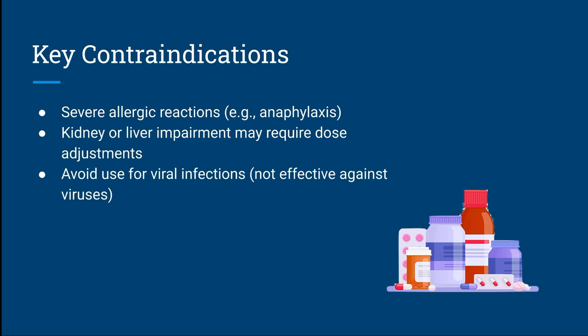Now, some contraindications for antibiotics depend on the specific medication, but one of the most important concerns is a history of severe allergic reactions, such as anaphylaxis. Now, some antibiotics may also require caution or dose adjustments in patients with kidney or liver impairment because these organs are involved in processing and removing medications from the body. Antibiotics should not be used for viral infections because they only work against bacterial infections.